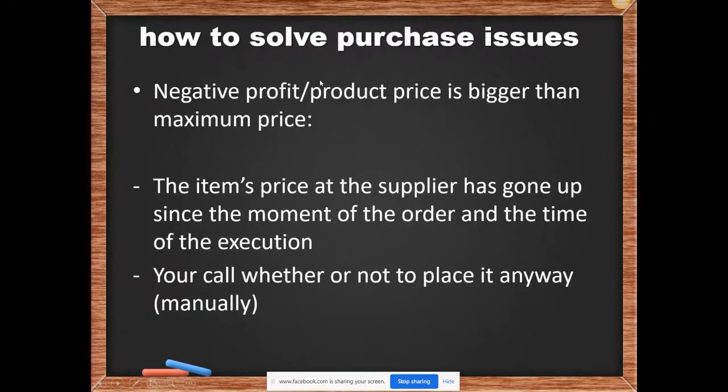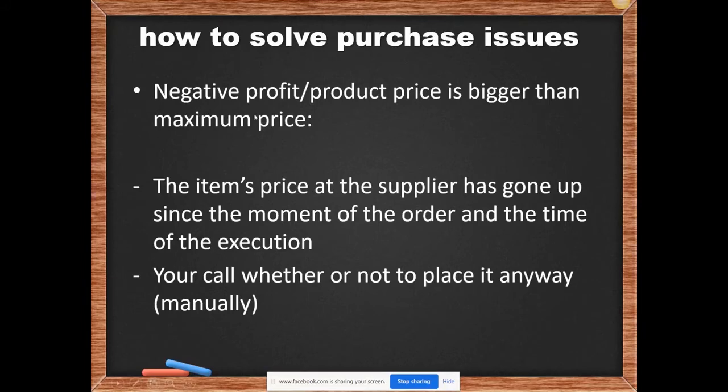Moving on. Negative profit, which could also be product price is bigger than maximum price. I know, guys, it could be boring, this subject, us going over each and every common purchase issue, but it's for your best, because there's no real explanation of what every issue really means, and I want you to know it. So you can save this webinar and go back to it whenever you want to understand a certain purchase issue and what to do with it. I apologize if it seems a little bit more technical.